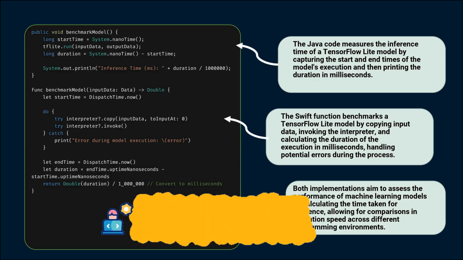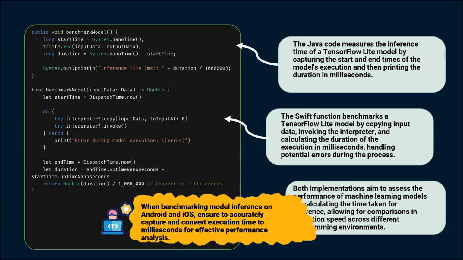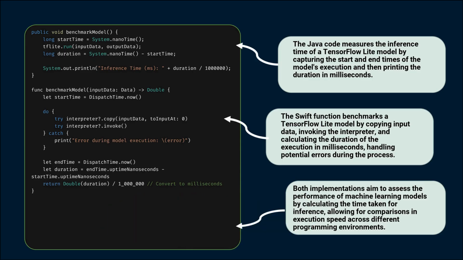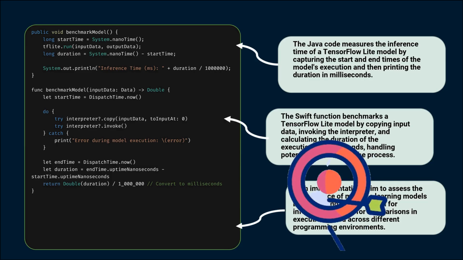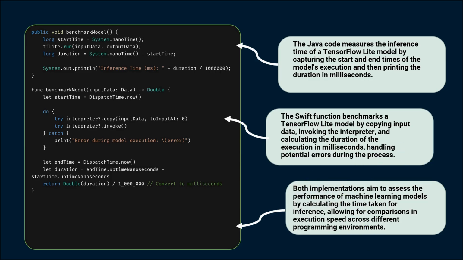Next, we will write the iOS version of the benchmarking function. In this version, we create a function called benchmarkModel that accepts the input data as a parameter. Similar to the Android implementation, we record the start time using DispatchTime.now. After copying the input data to the model's input and invoking the interpreter, we again record the end time. We then calculate the duration in a similar fashion, converting it to milliseconds before returning this value. Together, these functions enable us to effectively measure and analyze the latency of both models during inference, which is a crucial aspect of performance benchmarking.